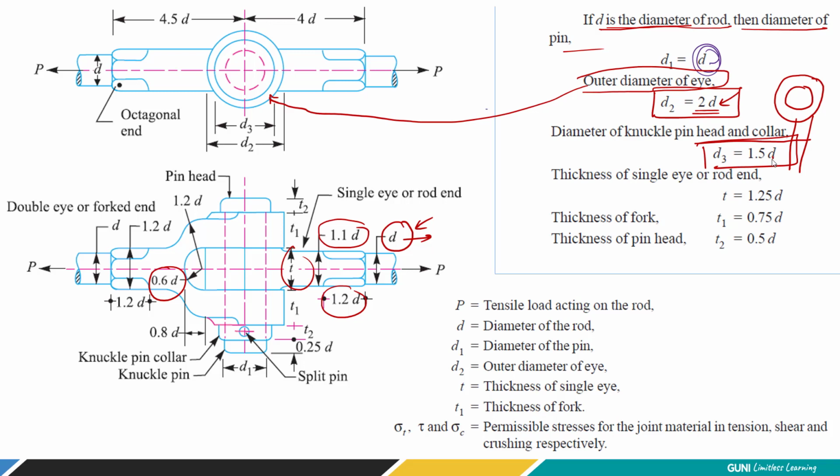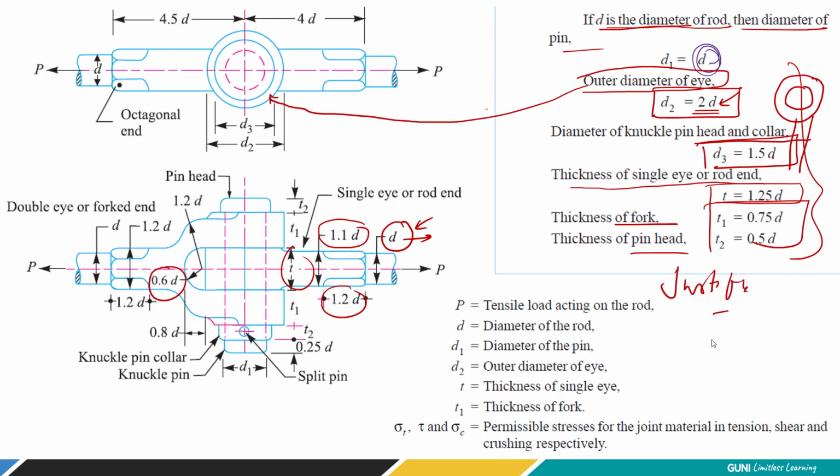जो नकल पिन का जो डायमीटर है कॉलर का, वो d3 इज इक्वल टू 1.5 d ले रहे हैं. ठीक है, देन सिमिलरली थिकनेस ऑफ सिंगल आई और रोड एंड कितने ले रहे हैं, 1.25, सॉरी, वी आर टेकिंग दी रोड एंड थिकनेस इज इक्वल टू 1.25 d. ठीक है, सिमिलरली फोर्क एंड और पिन इनके हम थिकनेस ले रहे हैं. ये सारे डायमेंशन हमने ले चुके हैं. अब उसको जस्टिफाई करना पड़ेगा बाय सिंपली फाइंडिंग द इंड्यूस्ड स्ट्रेस एंड कंपेयर विद द परमिसिबल स्ट्रेस. ओके, नाउ let's consider various failure situations.